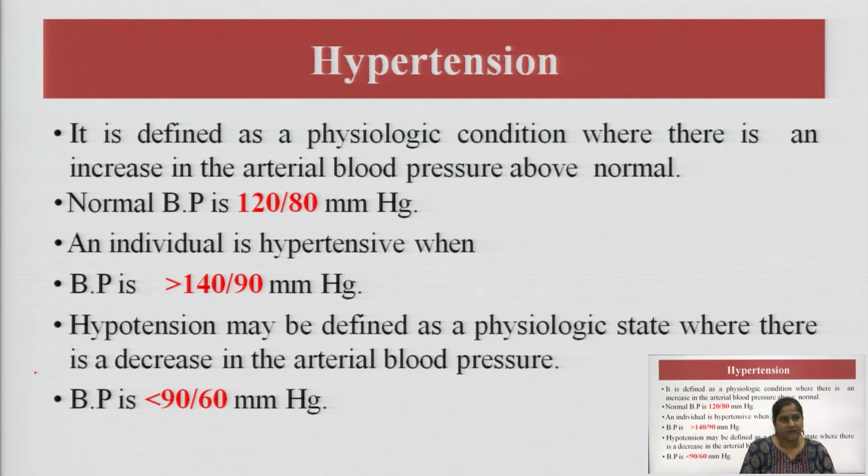And today we are here to discuss hypertension, that is the higher BP than the normal BP range. An individual is hypertensive when the blood pressure is more than 140/90 mmHg. Hypotension is defined as the physiological condition when there is a decrease in the arterial blood pressure, that is if the BP is lower than 90/60, that is systolic blood pressure 90 and diastolic blood pressure 60. If a patient is suffering from this condition, then it will be called hypotension.